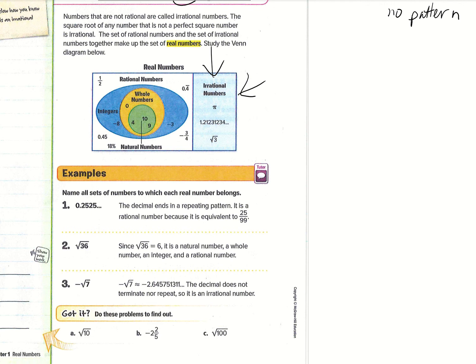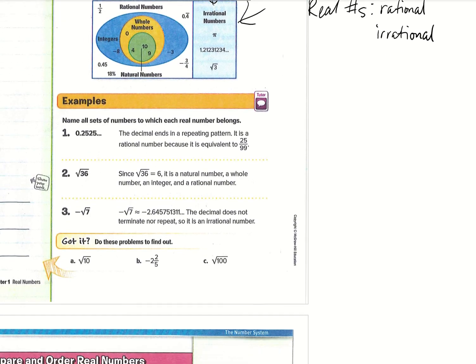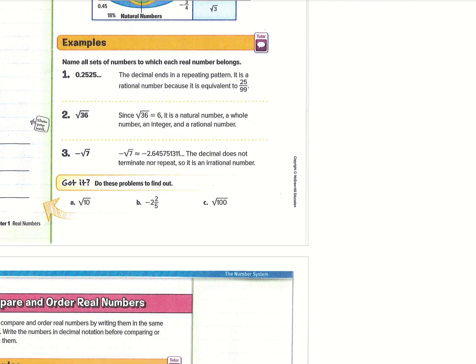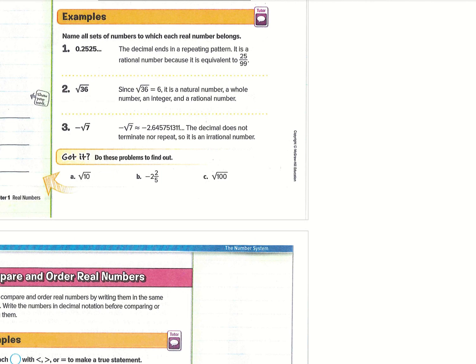The important thing to know here is that irrational numbers are also real numbers. So real numbers are the collection of rational numbers along with irrational numbers. Moving on, we'll look at some examples.